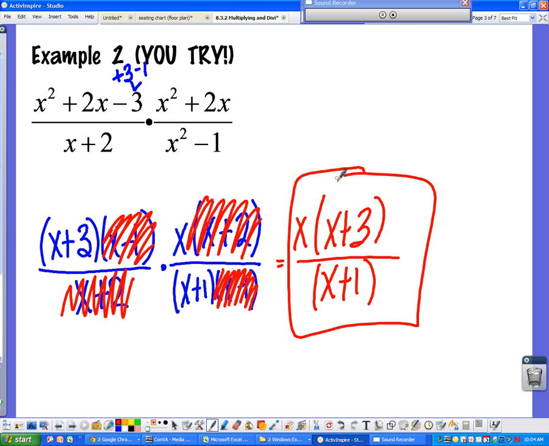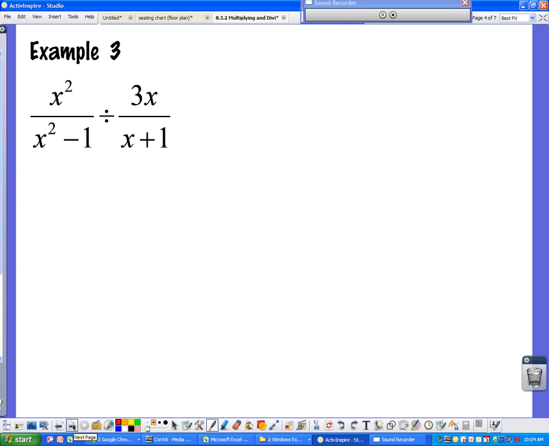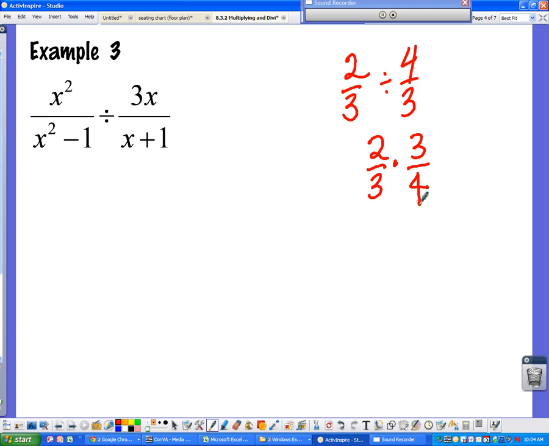Now the only difference that we're going to get into with example number 3 is when we divide. If you remember, when we divide fractions, let's say we had 2/3 divided by 4/3. Remember, when we divide fractions, the only thing we have to do is flip the second fraction, and then you can multiply. You can still cancel 1, 2, so you end up with 1/2.